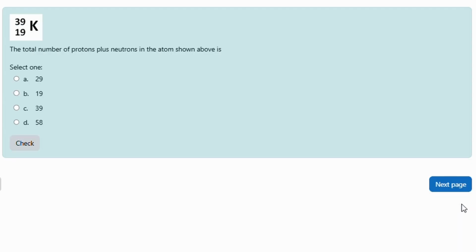Next we have an isotope of potassium. The mass number for this isotope is 39, so the total number of protons and neutrons in the nucleus of this atom must also be equal to 39.